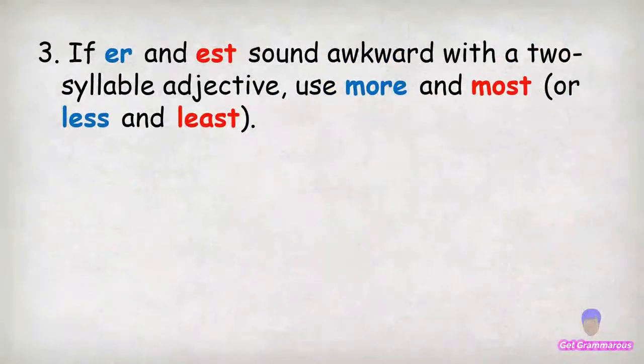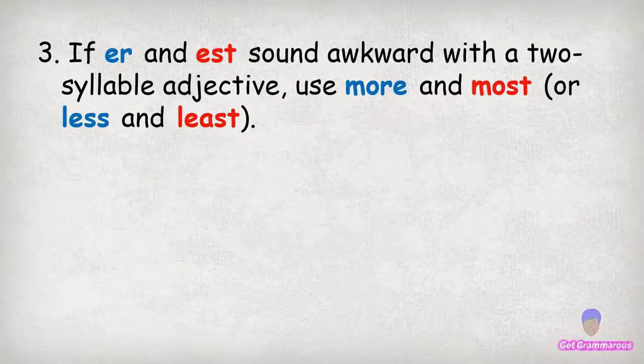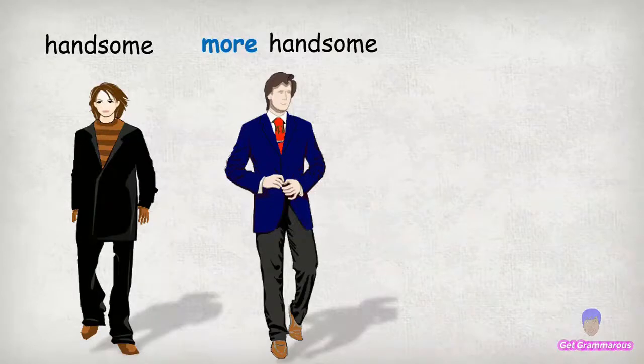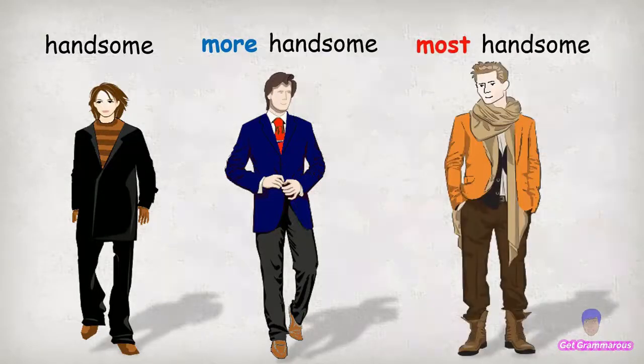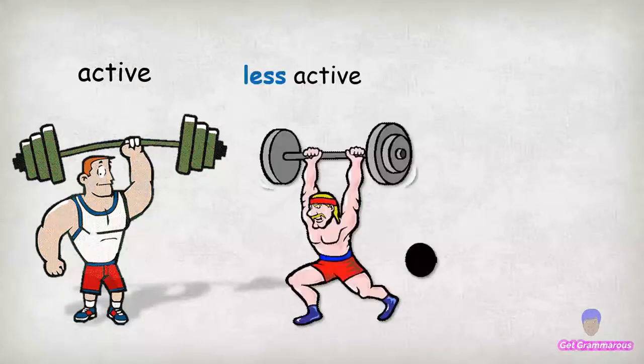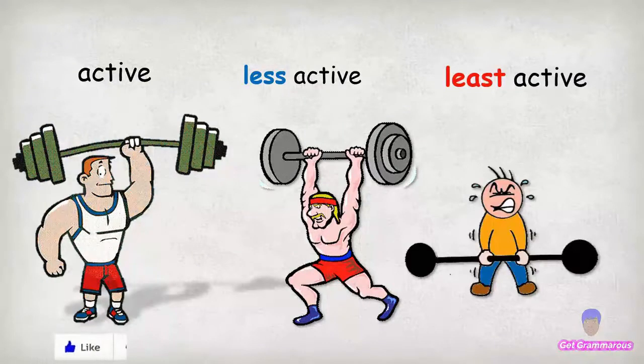Rule number 3. If -er and -est sound awkward with a two-syllable adjective, use more and most or less and least. For example, handsome. Handsomer sounds awkward. For that reason, we say more handsome and most handsome. Another example, active. Active is a two-syllable adjective. Active in the comparative becomes less active, and in the superlative it becomes least active.